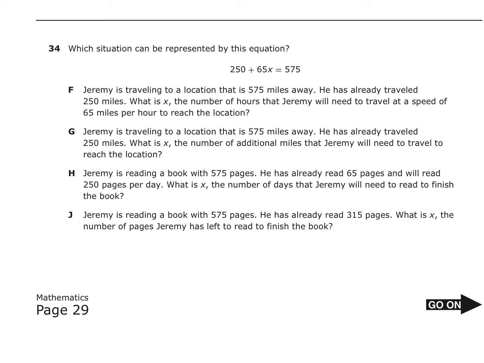Number 34. Which situation can be represented by this equation? 250 plus 65 times x equals 575. Jeremy is traveling to a location that is 575 miles. He has already traveled 250, so he's already got 250 done. And what is x, the number of hours that he will need to travel at a speed of 65 miles per hour? 65 miles per hour, that's 65x, and x is the number of hours. So it looks to me like that is the correct answer. The answer for 34 was F.